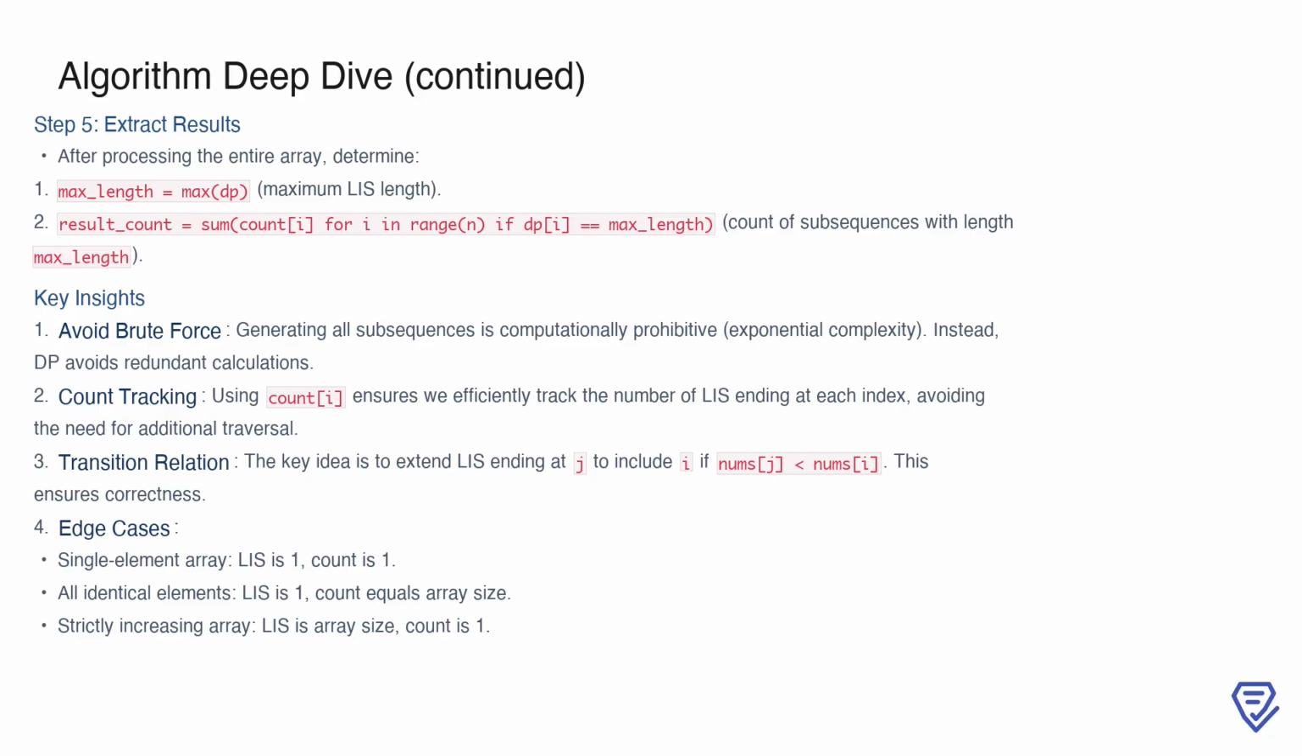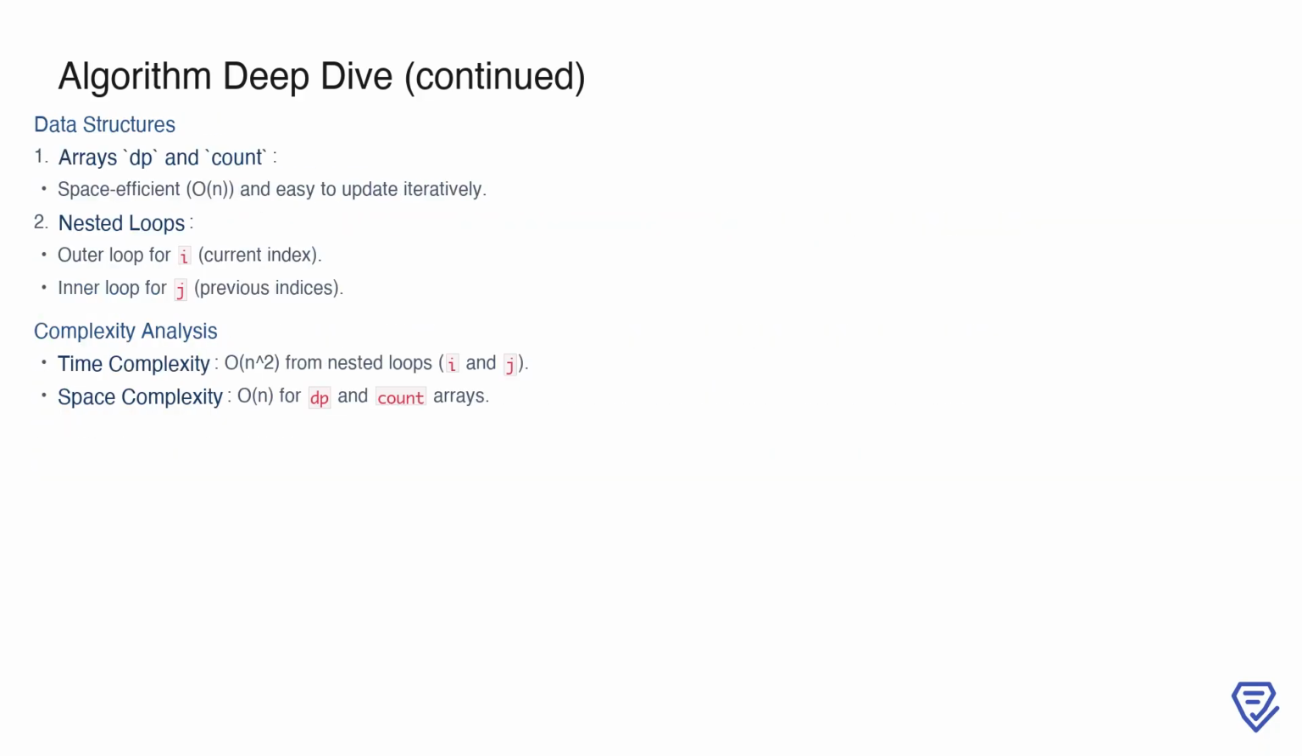Lastly, we handle edge cases like single-element arrays, arrays with all identical values, and strictly increasing arrays by design, ensuring the algorithm works universally. The algorithm relies on two primary data structures, the dp array and the count array. Both are space-efficient, requiring only O(n) memory.